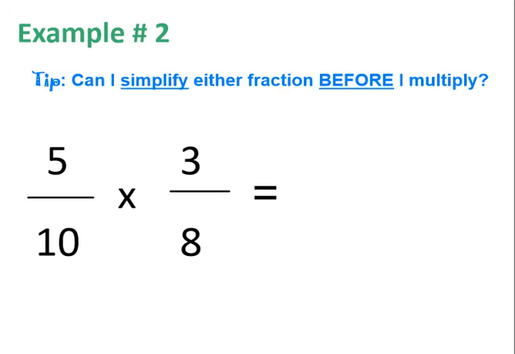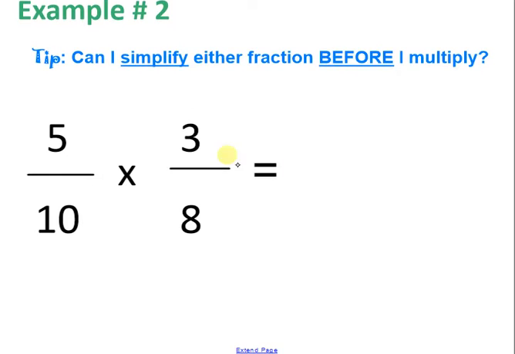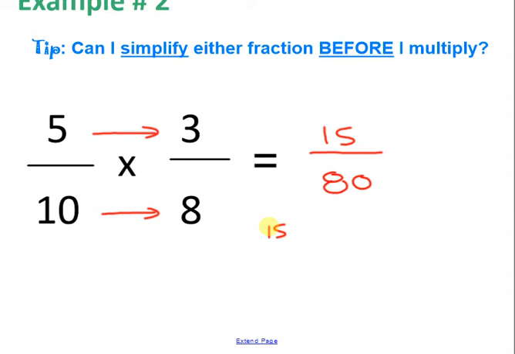So let's keep going. Okay, so here again, I'm going to do the first method first, and I'm just going to multiply straight across. 5 times 3 is 15. 10 times 8 is 80. Okay, and real quick, I'm going to make my factor trees.